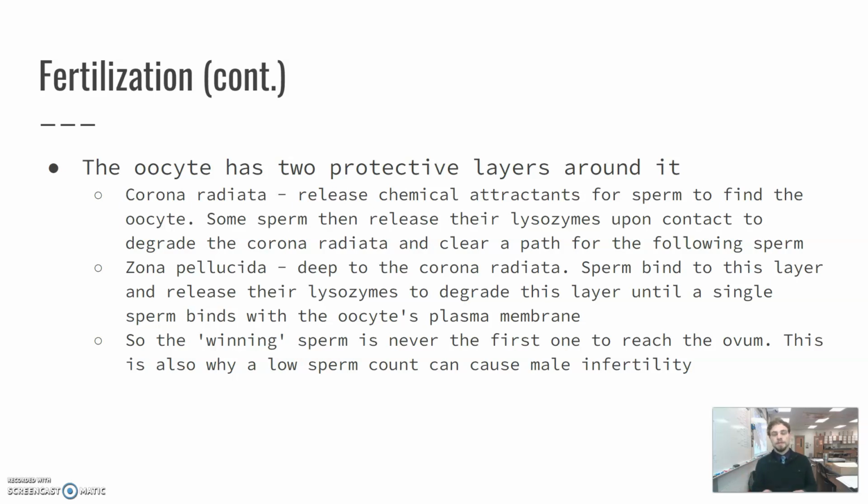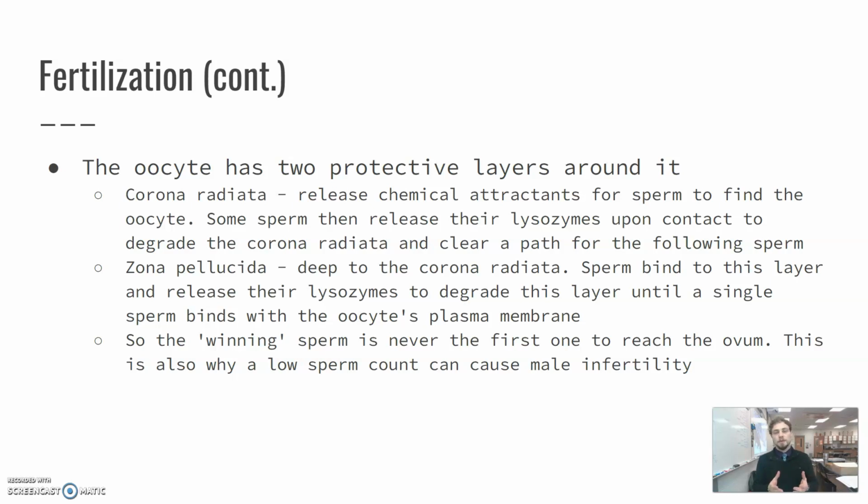And the purpose of those lysozymes is to start to degrade the corona radiata and clear a path for any sperm that are following that sperm. So it's never actually the first sperm to reach the oocyte that's going to fertilize that oocyte. It's a common misconception. It's going to be a group effort for all these sperm to eventually have one that's coming towards the middle to the end to actually make it in.